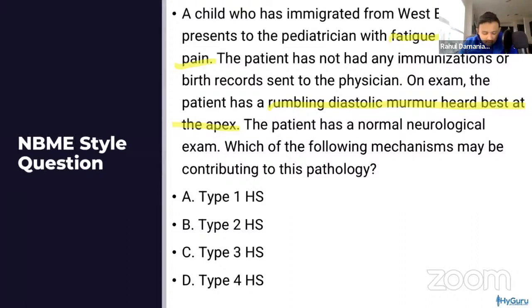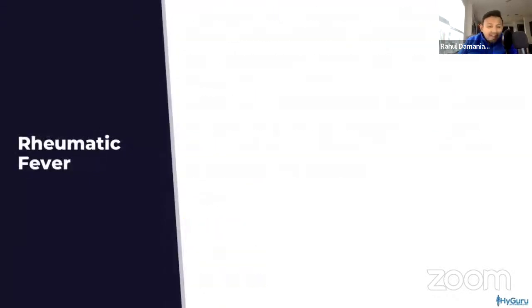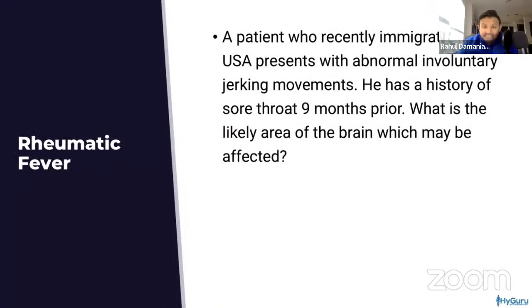Go ahead and type in what you think the answer is. Awesome. If you're saying B, you are absolutely correct. It's a type 2 hypersensitivity reaction. Remember, molecular mimicry, in which you have an autoimmune reaction. This is going to be the presentation of rheumatic fever. So what we have to recognize with rheumatic fever is that patients usually will be recently immigrated to the United States. Maybe they have a history of strep infections that are untreated.